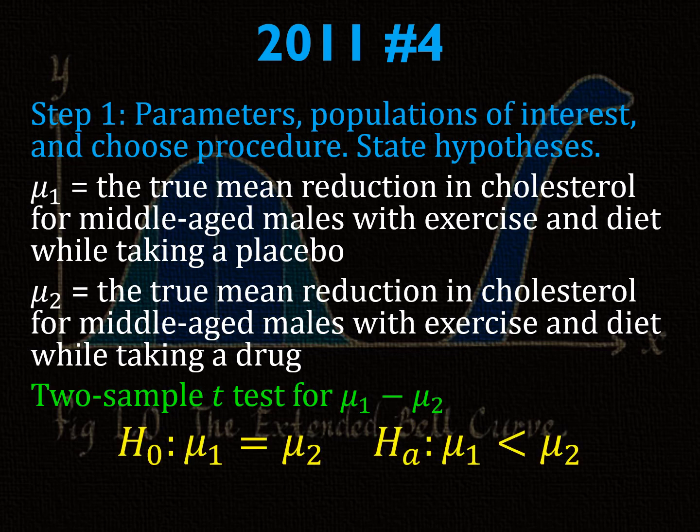So the null hypothesis is that mu1 equals mu2. There is no difference in the cholesterol reduction in the two groups, whether the patients took a placebo or a drug. Alternatively, mu1 is less than mu2. We expect a greater reduction for the drug group or a lesser reduction with the placebo group. So the alternative is mu1 is less than mu2.